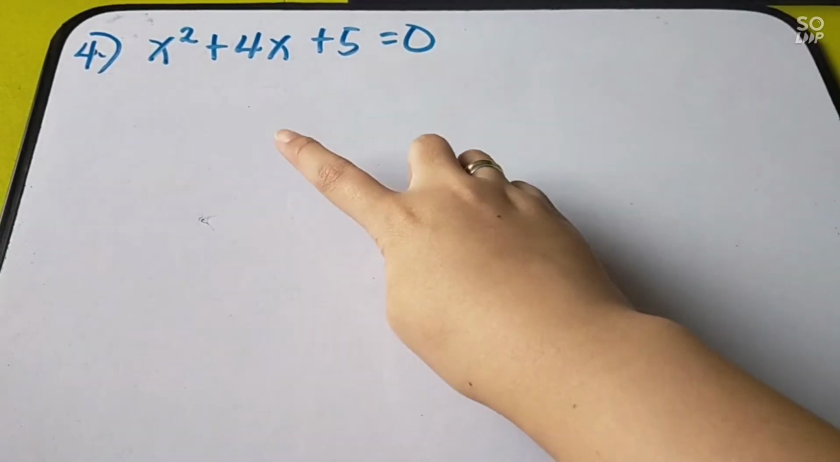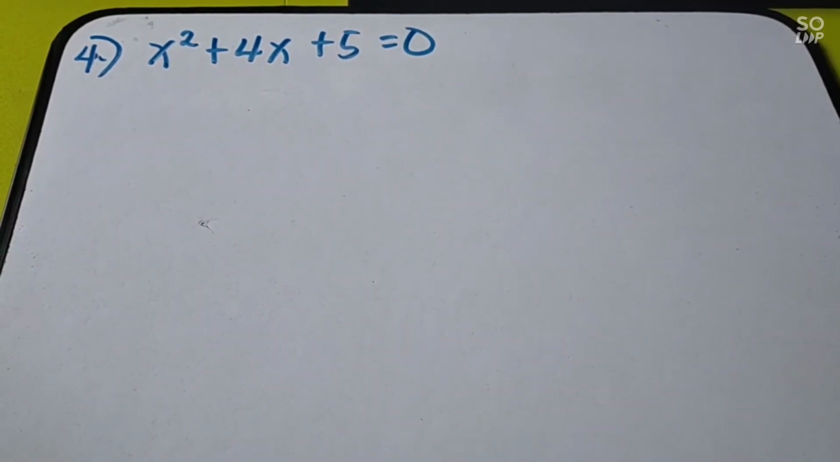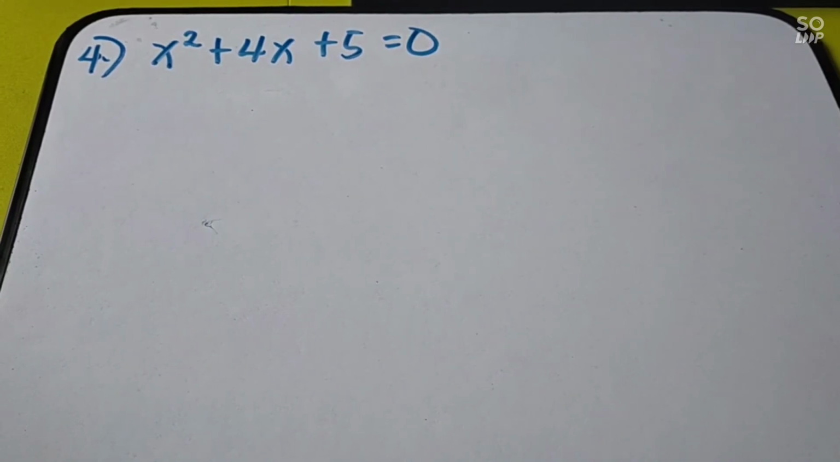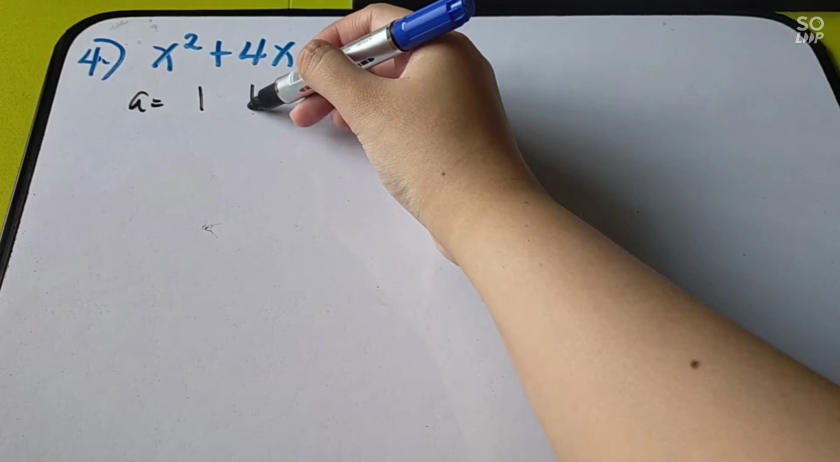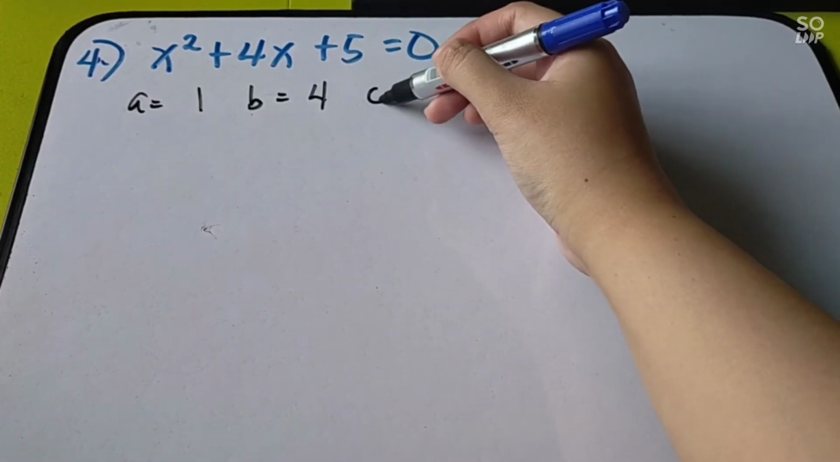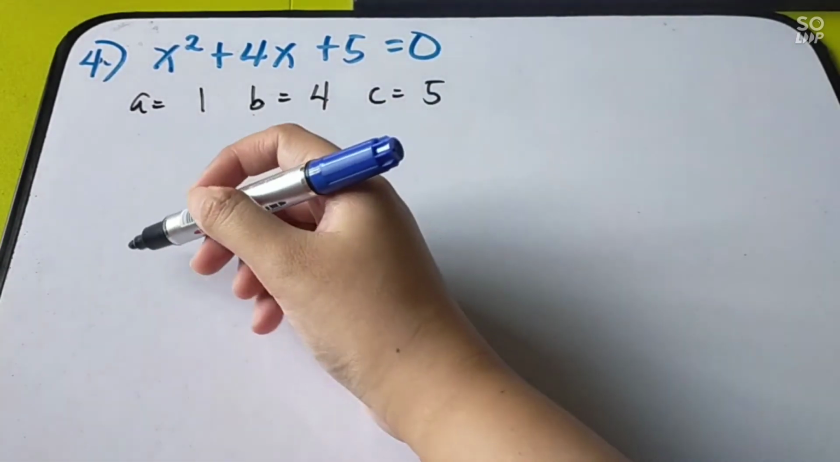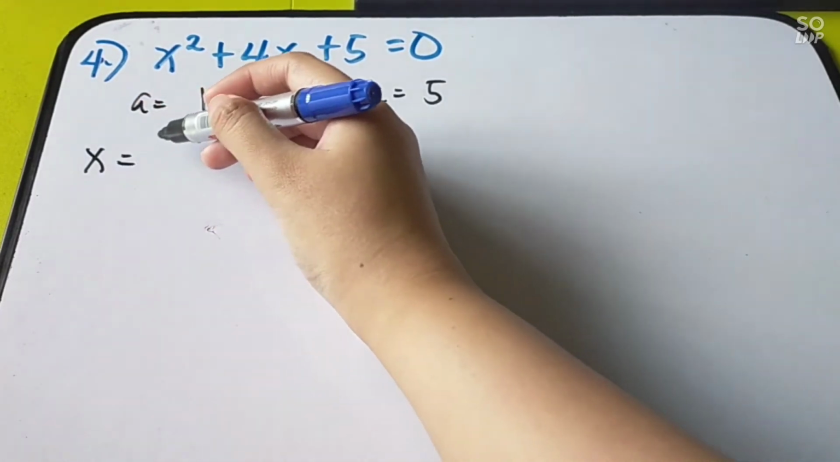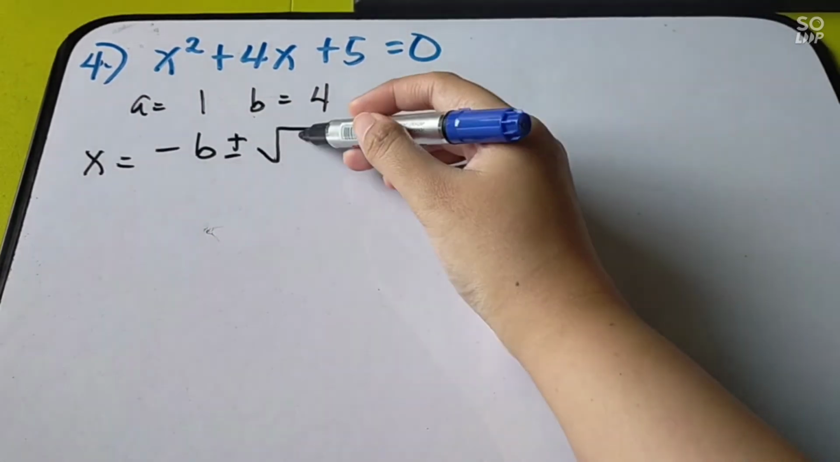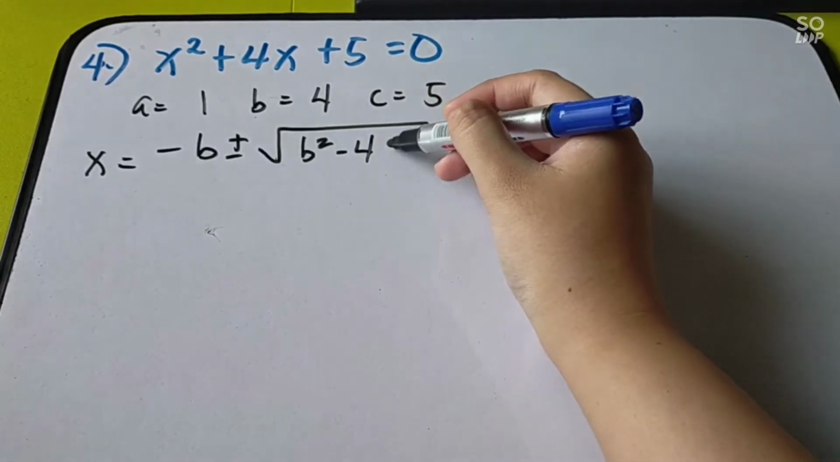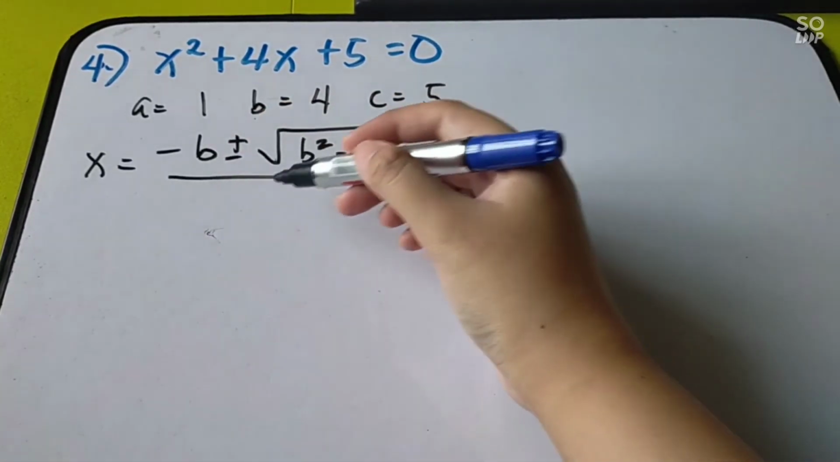Number 4. X squared plus 4x plus 5 is equal to 0. So, let us have your A. We have here 1. Your B, we have here 4. Your C, we have here positive 5. Your formula, x is equals to negative b, positive and negative square root of b squared minus 4ac all over 2a.